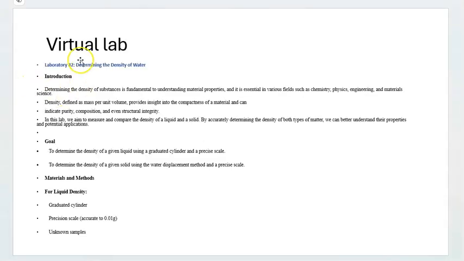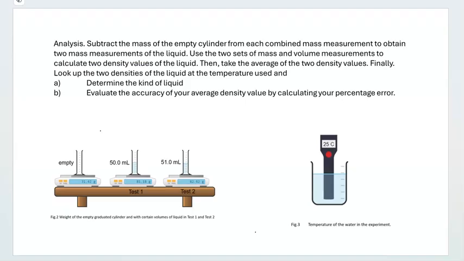In this experiment, you are going to determine the density of water. Then you read the introduction, the goals, the materials, and so on, in order to be sure about what you have to do in order to determine the density of water or any liquid. Here I'm giving you the data.